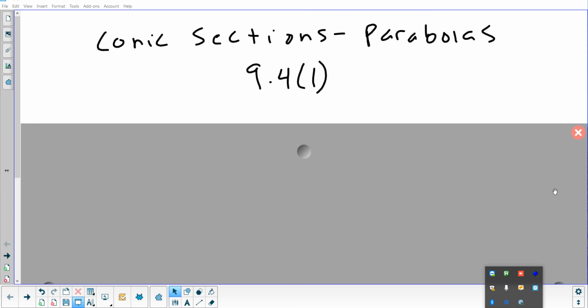All right, so we're going to be looking at section 9.4, part 1. And what this whole section is about is called conics. Okay, so a conic is basically a different way you can slice a cone and look at the shape that you make.